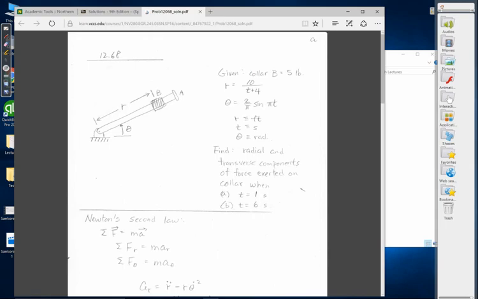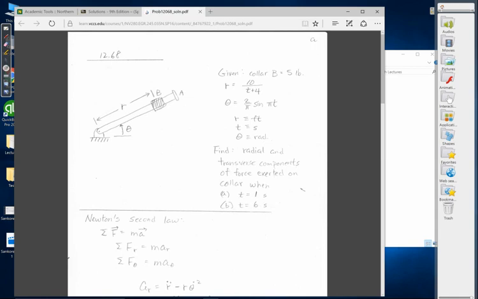We want to find the radial and the transverse components of the force exerted on the collar when time t is equal to 1 second and when time t is equal to 6 seconds. So just for your own information, what exactly do the radial and transverse components of the force look like on this collar? Well, the transverse component is fairly simple. That is the arm pushing on the collar, right? That arm pushes on the collar to get that collar to spin along with the arm. So that's the force that we're talking about.